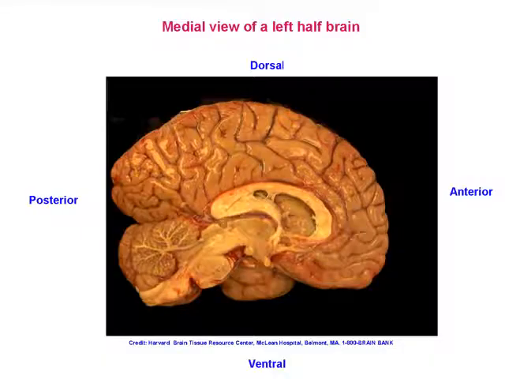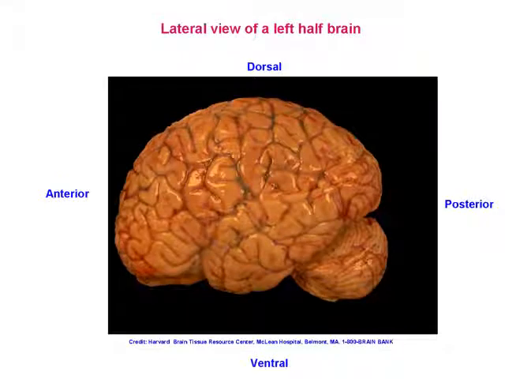If you look here, this is the medial view of the left half of the brain. This is the anterior part, and this is the posterior part. This is the ventral part towards the stomach, and this is the dorsal part away from the stomach. The same directions apply for the lateral view of the brain also. This is the anterior part, posterior part, ventral and dorsal directions.